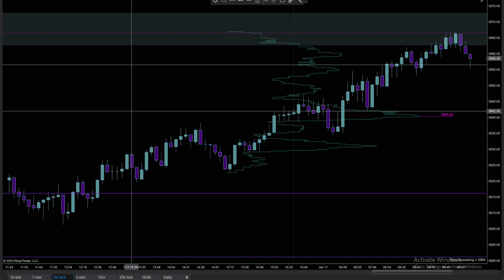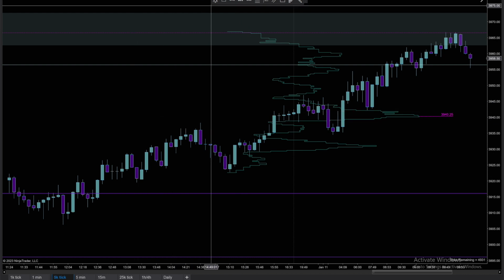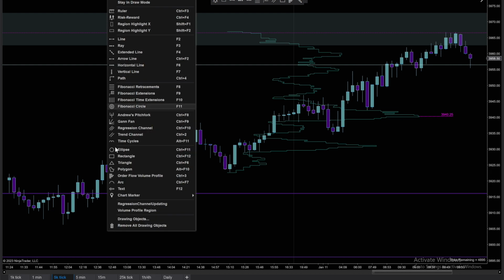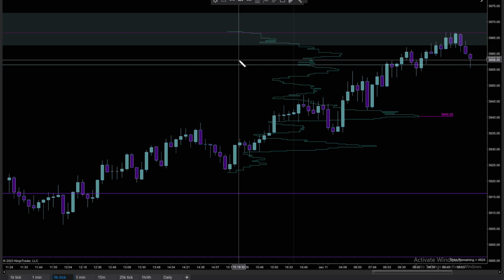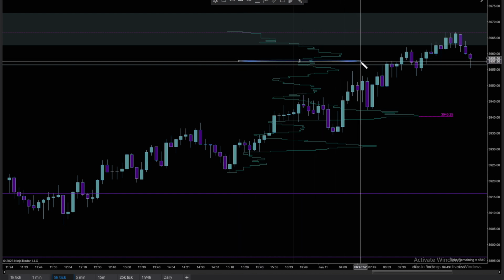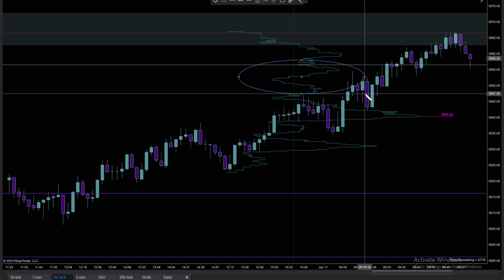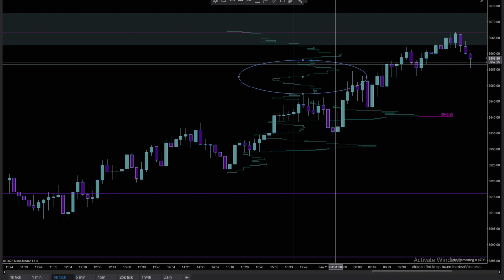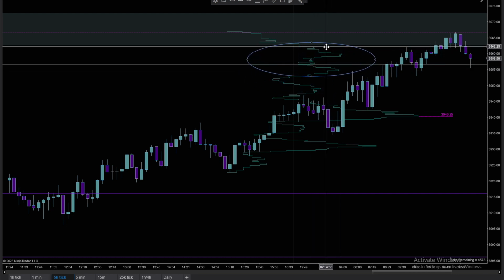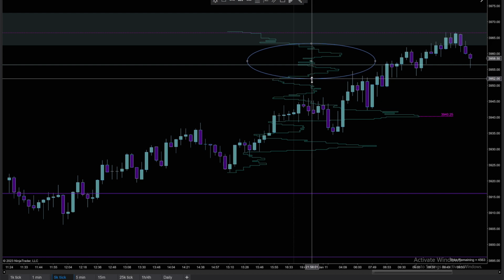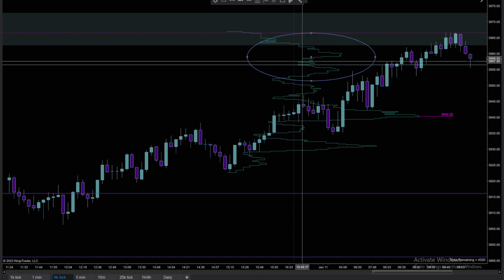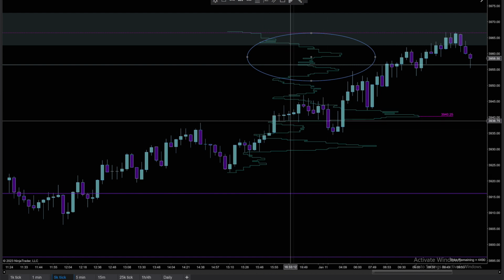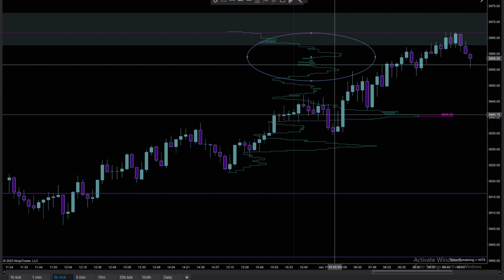There it is. Okay. So here's what I want to show you. And to highlight this, let me just draw a little ellipse over this, and it'll help you to see what I want you to see. I always draw this poorly. How do I move this thing? There we go. Okay. I want you to look at this volume cluster here. Notice I trade price action and supply and demand. I use the volume profile for confirmation.